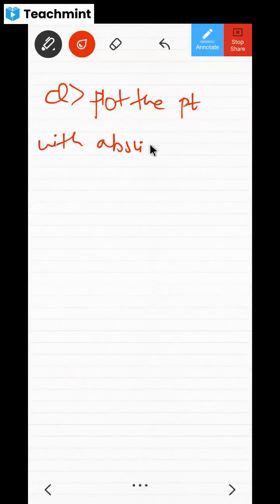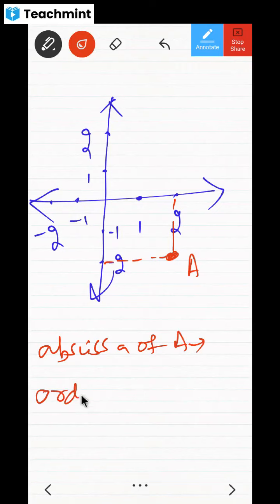Similarly, they will give a graph like this and mention all the points, 1, 2 and minus 1, minus 2. They will give one random point, say point A, and ask you: what is the abscissa of A? And what is the ordinate of A?